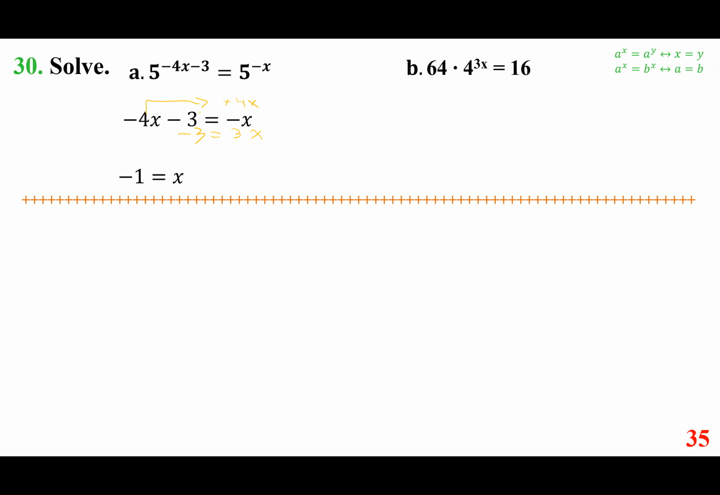For part B, we are going to change the 64 to 4 cubed and 16 to 4 squared, and everything has a base 4 now. As you can see on the left side, we have a 4 to the power of 3 plus 3x. This must be the same as 2. And so 3x equals negative 1. X is negative 1. Again, pretty straightforward.